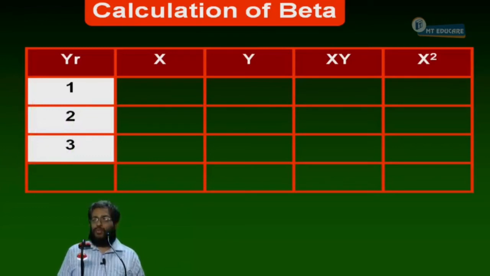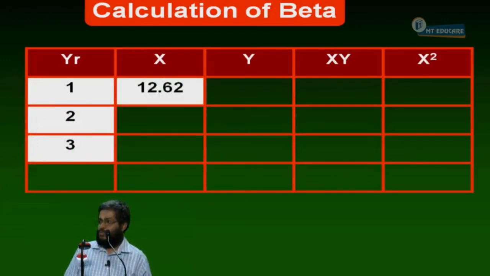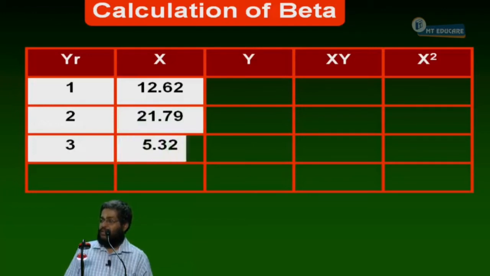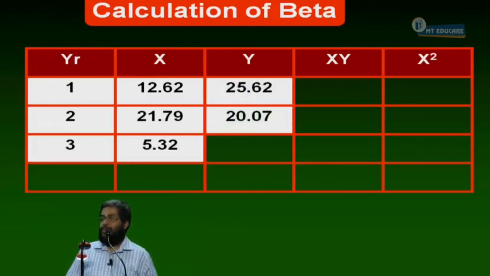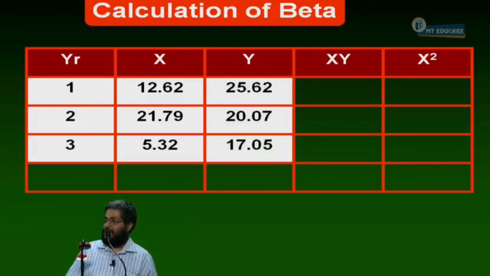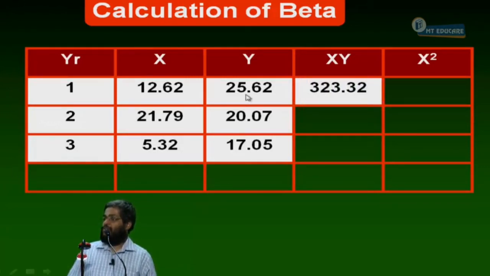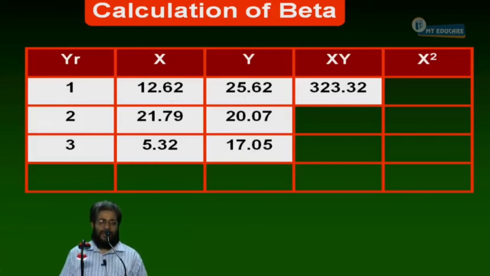You have the numbers with you. What is x? 12.62, 21.79, 5.32. What are these three numbers? Market return. And the three y's are the past 3 years: 25.62, 20.07, 17.05. X into y. Tell me what is the number? 323.32. Multiply 12.62 into 25.62 is 323.32.